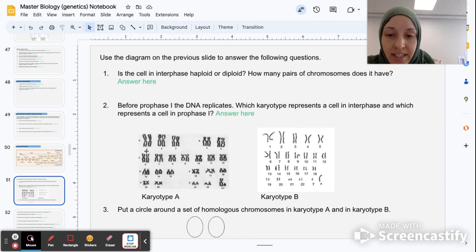So my question here is, this is a karyotype of prophase 1. Is prophase 1 haploid or diploid? Prophase 1 is still diploid because I have one.